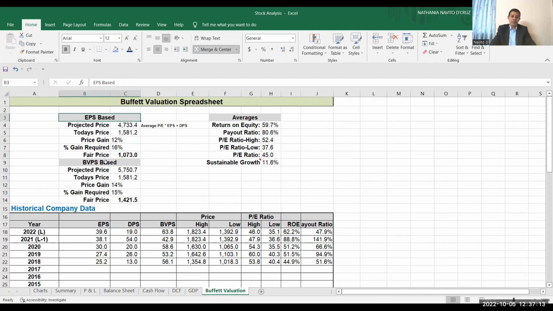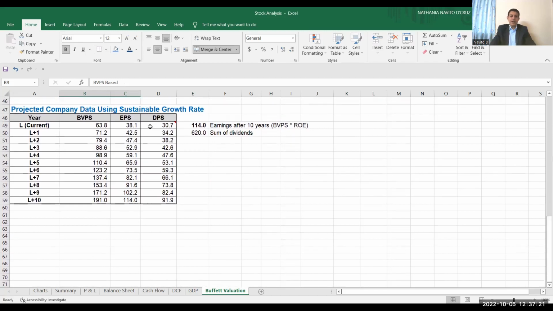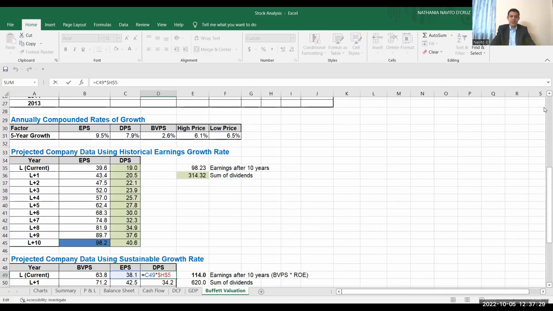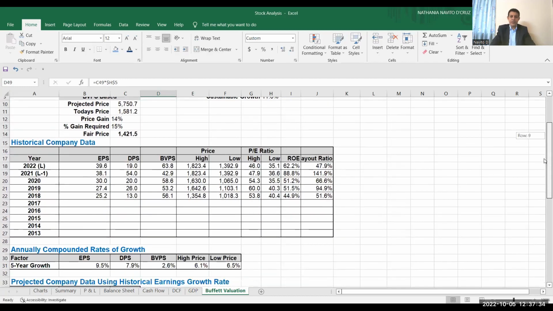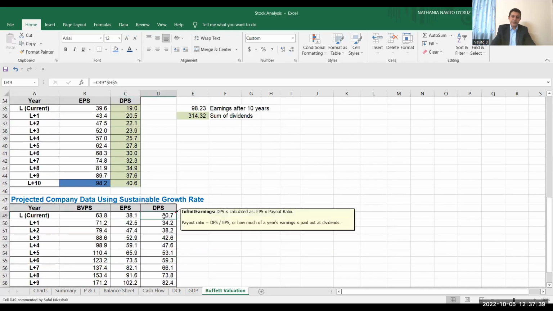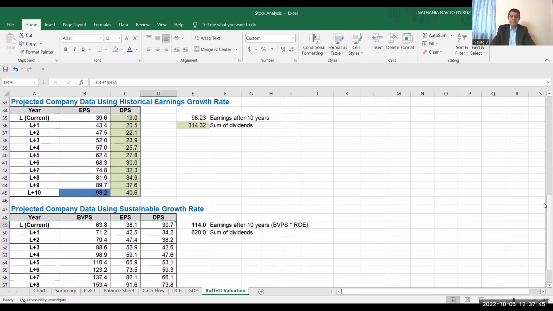Now we look into our book value per share model. In the book value per share model, it is almost similar to the EPS model. The similarity is basically we project the dividend per share. We take the last dividend per share of the company, which is 19. So we populate here 19. My apologies, this is calculated based on the earning per share.